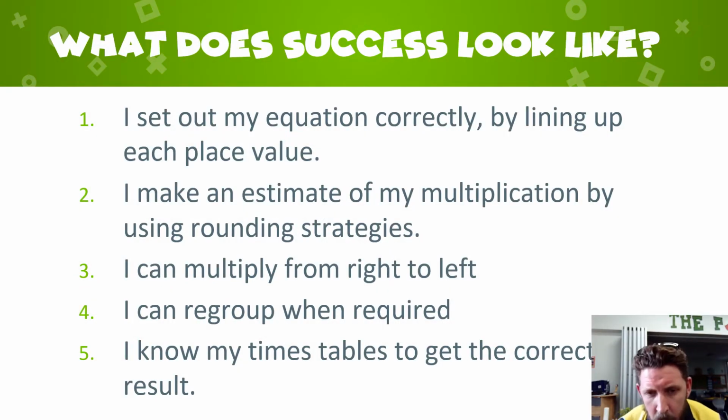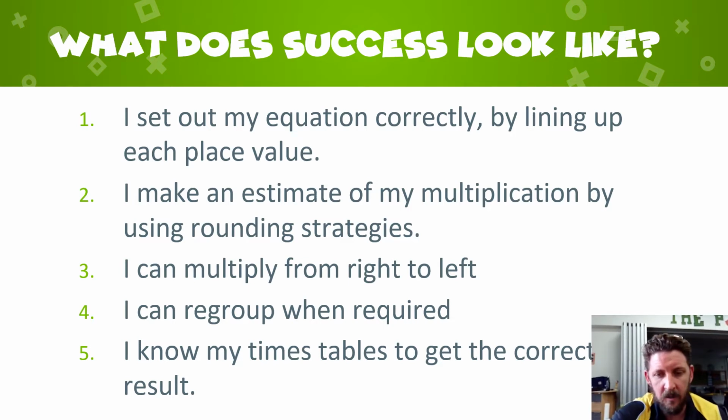Okay, so when we're doing our multiplication by 4x1, it's really important that we follow these types of steps, because if we follow these steps we can make sure that we're successful and that we actually get our question right. First thing we need to do in any mathematics is make sure we set out our equation correctly. Setting it out means making sure that we're lining up each of our place values. After we do that, I want you to make an estimate of what your multiplication may be. So we're going to use our rounding strategy.